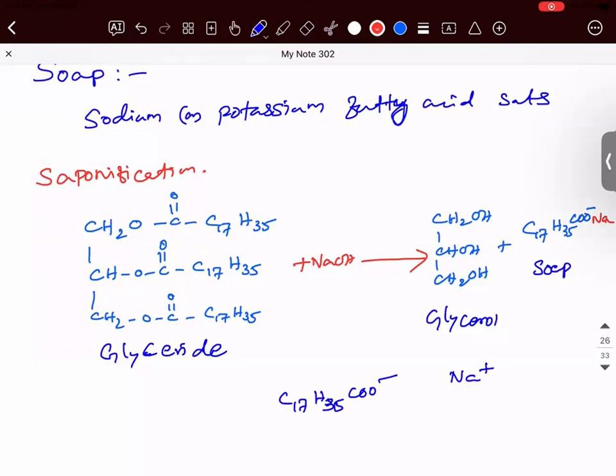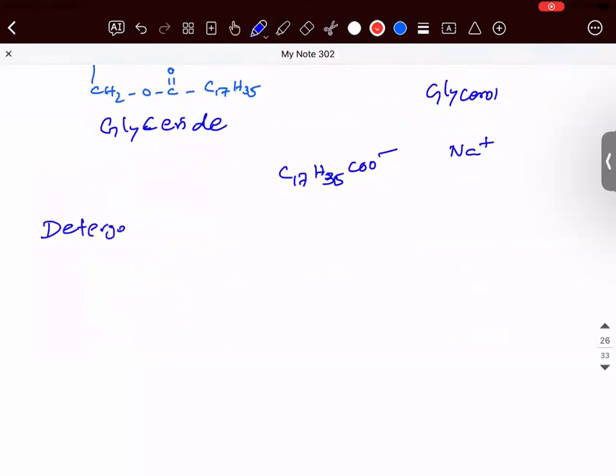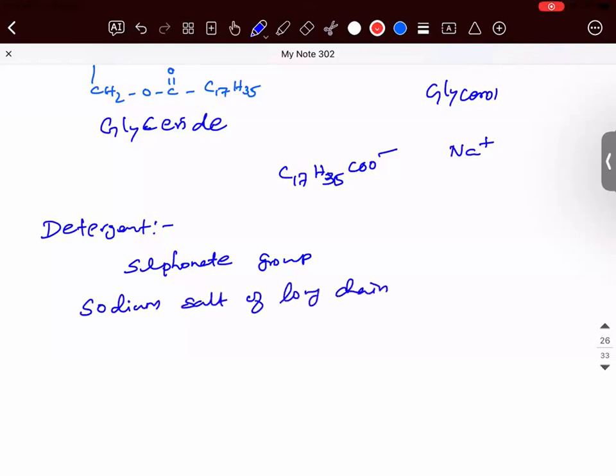Okay. Next, detergent. Detergents are emulsifying agents which are very similar to soap but do not have the carboxylate group. Instead they have sulfonate groups. So they are the sodium salts of long chain sulfonic acids, and these are called detergents.